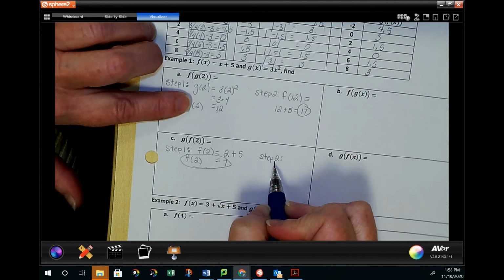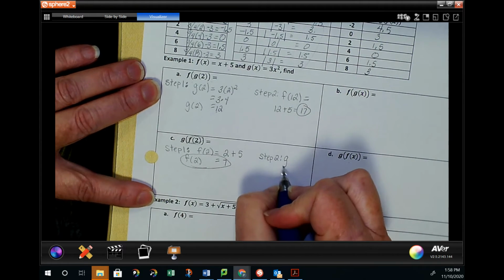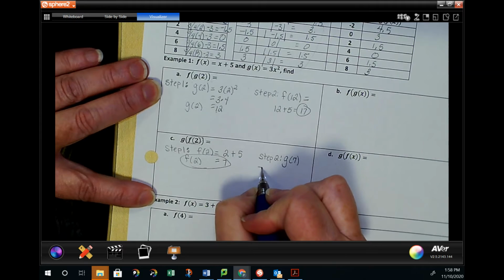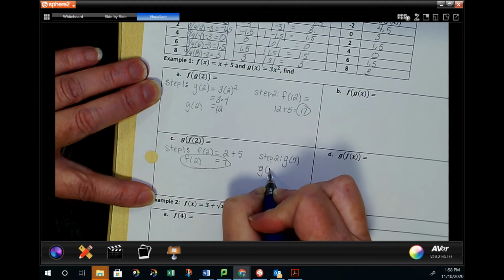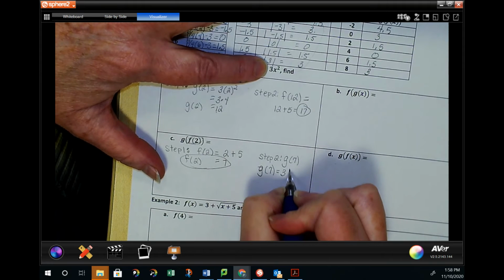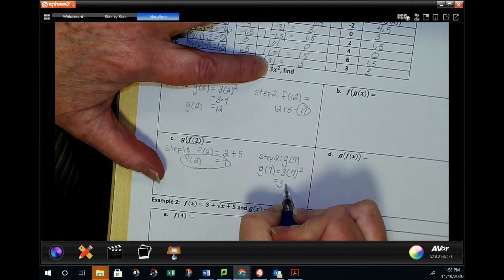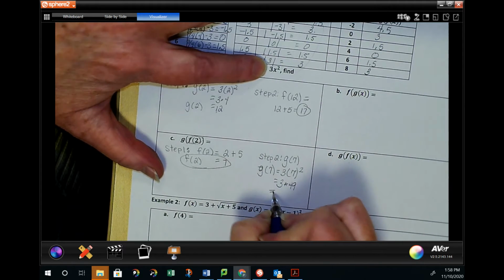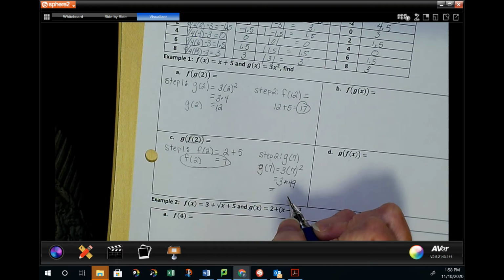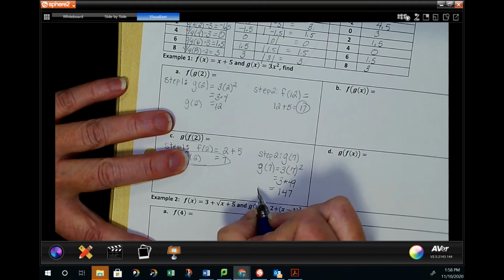So now what happens is I'm plugging 7 in right there, because that number right there is 7. So now I have g of 7. I'm going to plug that in, and I'm going to go 3 times 7 squared. So this is 3, and 7 times 7 is 49. So 3 times 49 equals 147.